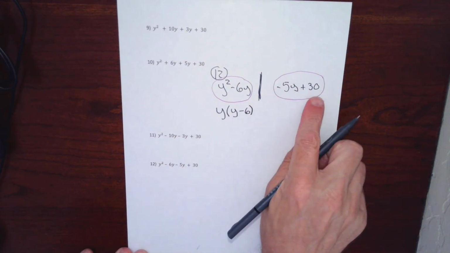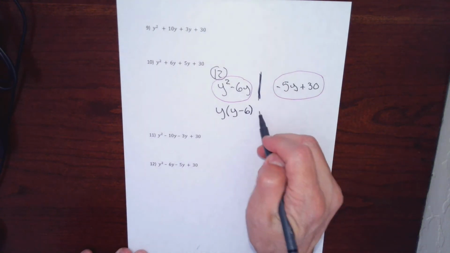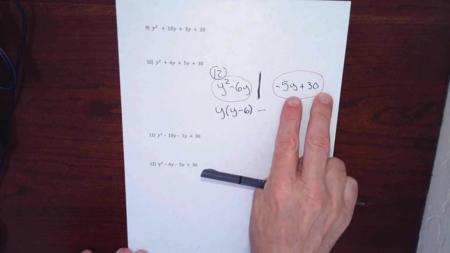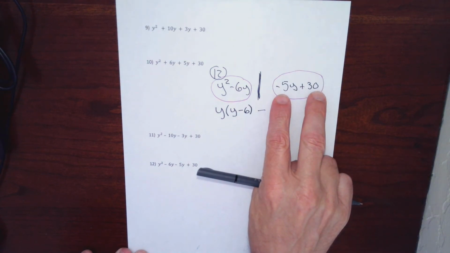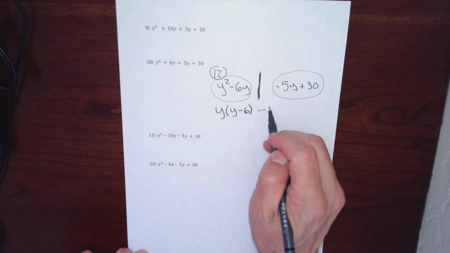To the right of my vertical bar, the first sign is negative, so I need to factor out a negative. Both terms don't have a y, so I can't factor out a y, but 5 is the biggest number that goes evenly into 5 and 30.